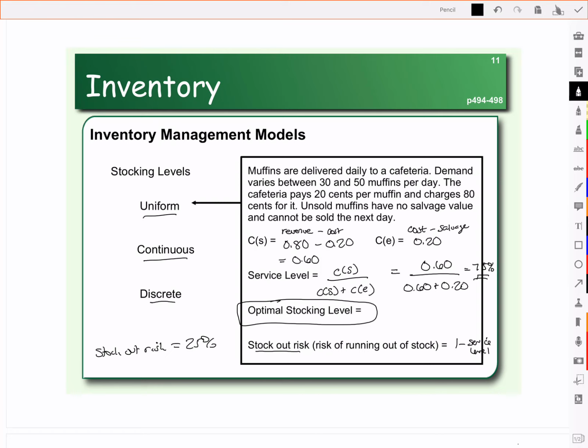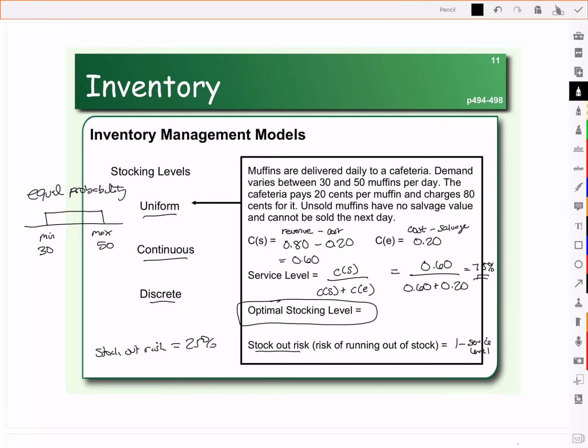Let's start with a uniform distribution. You have a uniform distribution if there is equal probability of you using up different amounts of inventory. With a uniform distribution, you're essentially going to have some minimum level of inventory and some maximum amount of inventory that you use up. And if there's equal probability that you could use up the minimum amount or the maximum amount, then it's a uniform distribution. In this case, this example talks about how demand varies between 30 muffins a day and 50 muffins a day.